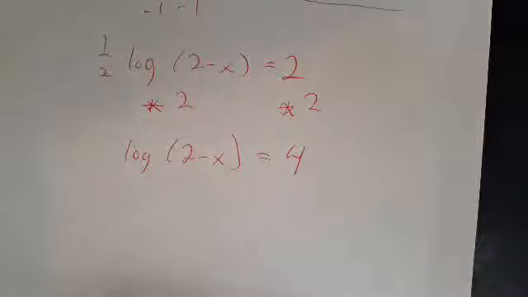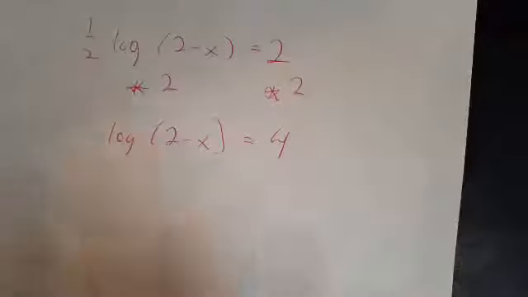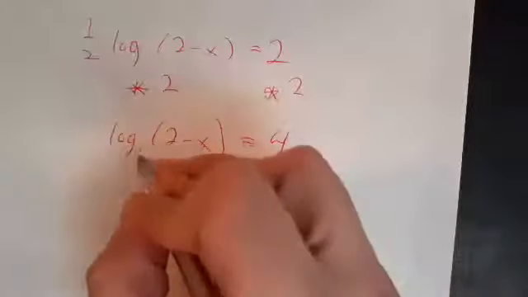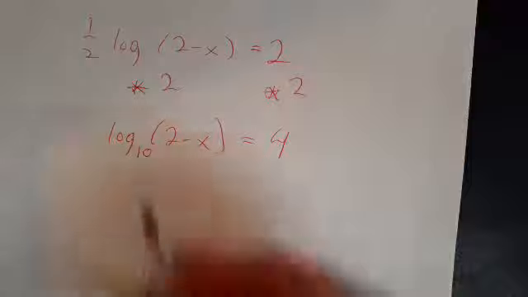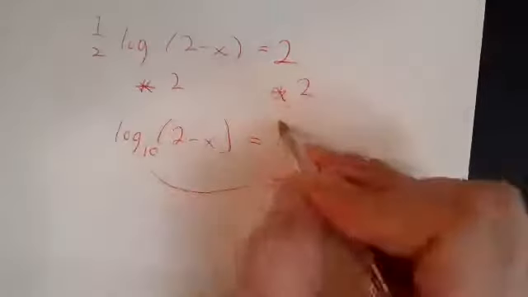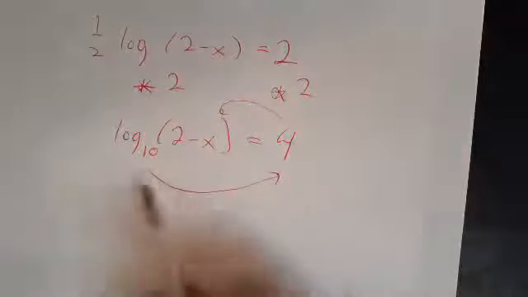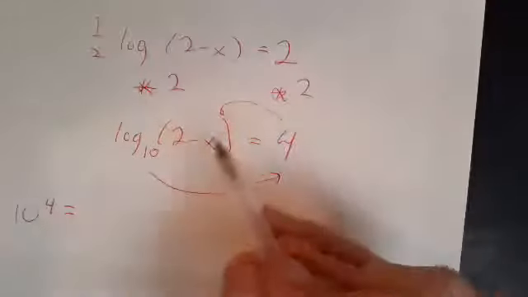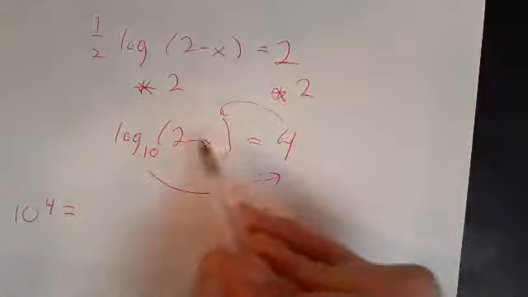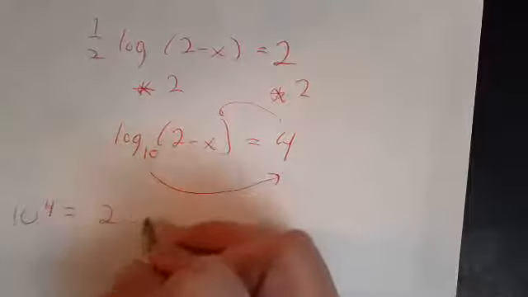And now comes the point. I wanted to get my log by itself. I've gotten the log by itself. It is a log base 10. Now we use that definition of logs. You can do the circle thing if you want. But 10 to the 4th is going to be equal to this thing in here, which is 2 minus x.